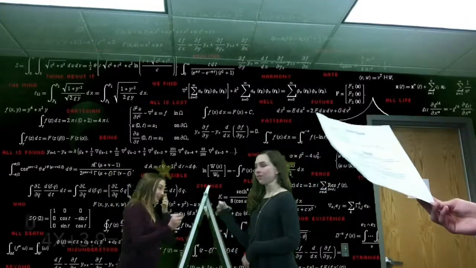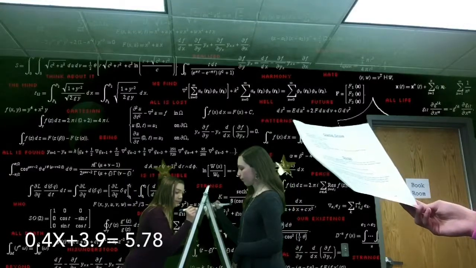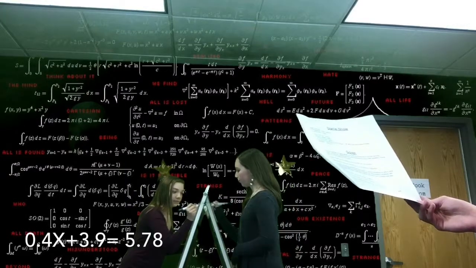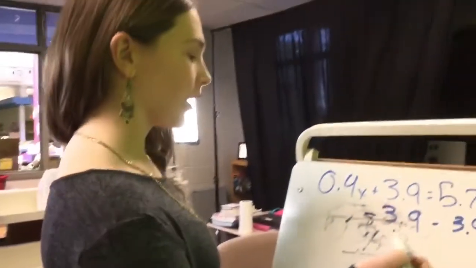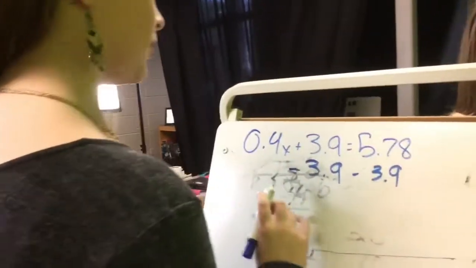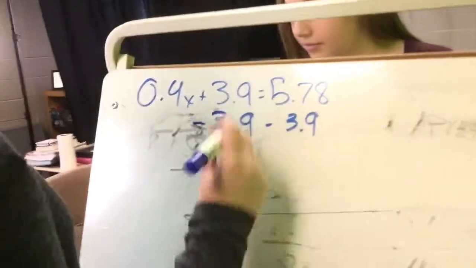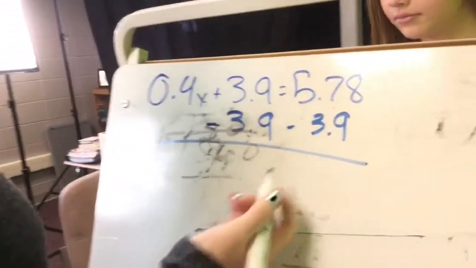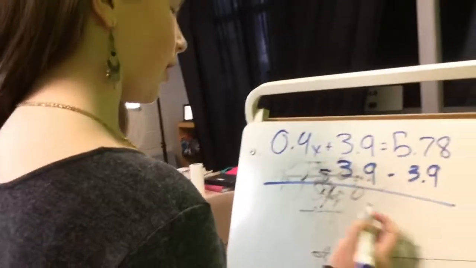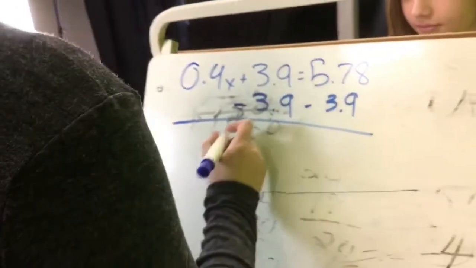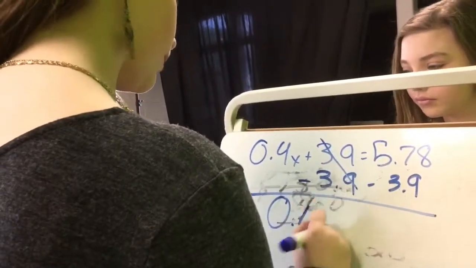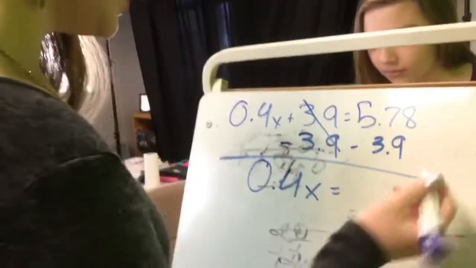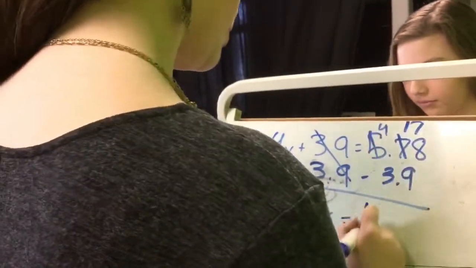Here's your first equation. 0.4x plus 3.9 equals 5.78. So what I'm doing here is I'm taking 3.9, which is the constant, and I'm subtracting it from both sides. Because whenever you do an equation, you have to do the opposite operation to both sides of the equation. So when you do that, this cancels out. You get 0.4x equals, and then you have to subtract here. 1.88.